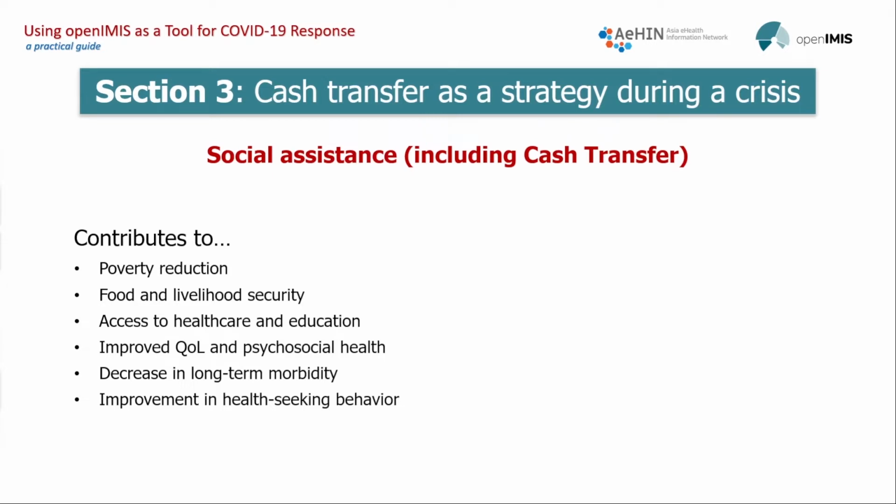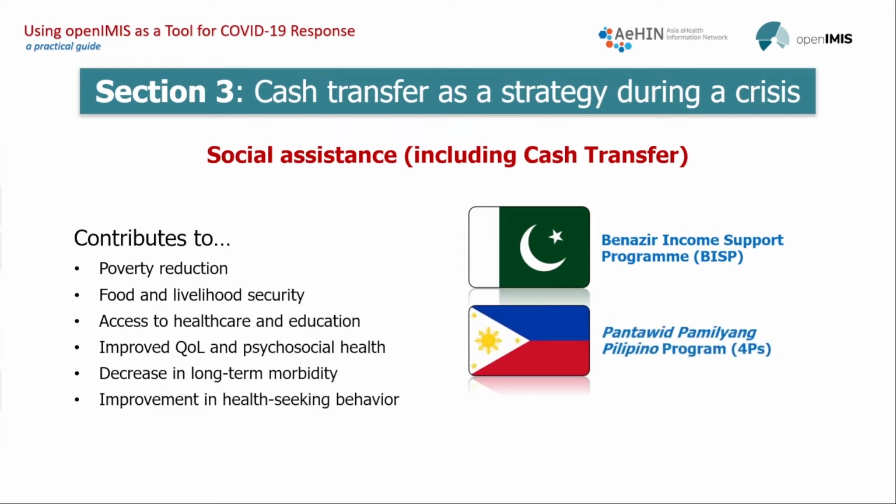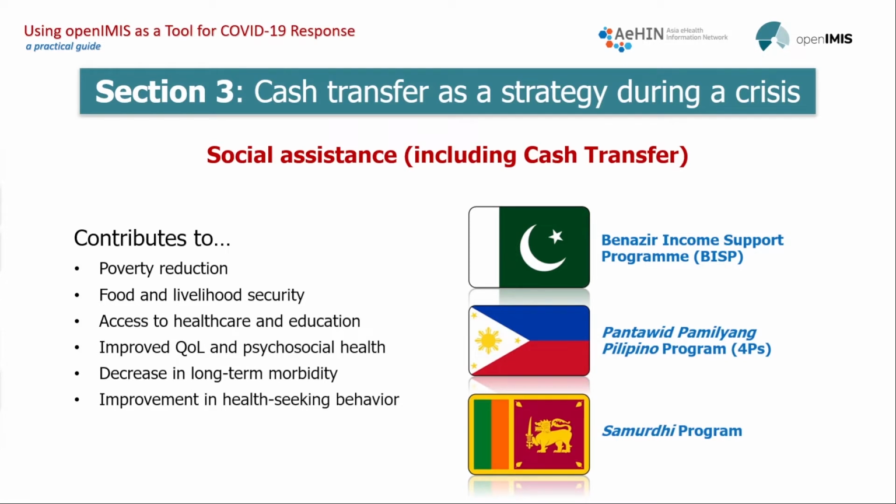Examples of cash transfer programs pre-pandemic include Pakistan's Benazir Income Support Program or BISP, which is Pakistan's current flagship social protection program, the Philippines' Pantawid Pamilyang Pilipino Program or 4Ps, which is the Philippines' flagship safety net program, and Sri Lanka's cash transfer component of the Samurdhi program. Other countries in the region, such as Indonesia, Malaysia, Thailand, and Vietnam, have their own fiscal stimulus packages.